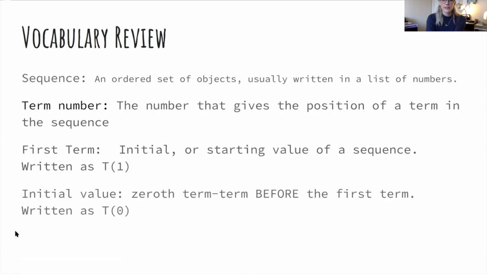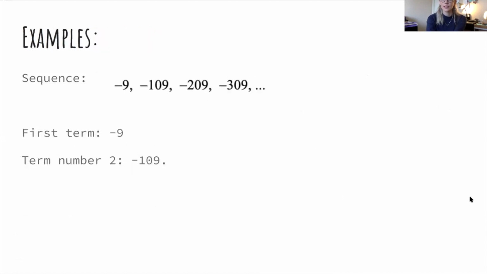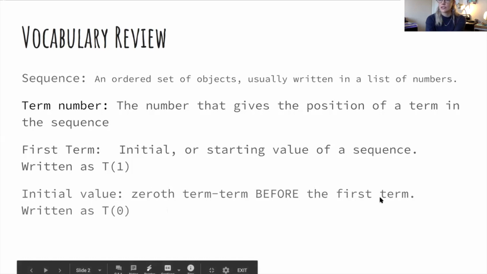The initial value is the 0th term. The term before the first term is written as T of 0. This is kind of a throwback to our function notation that we went over a lot in semester 1. So T of 1 means that this is the first term, and T of 0 means that this is the 0 term in the sequence. So you might have to do some calculations to find those, but we're going to go over how to do that in a little bit.